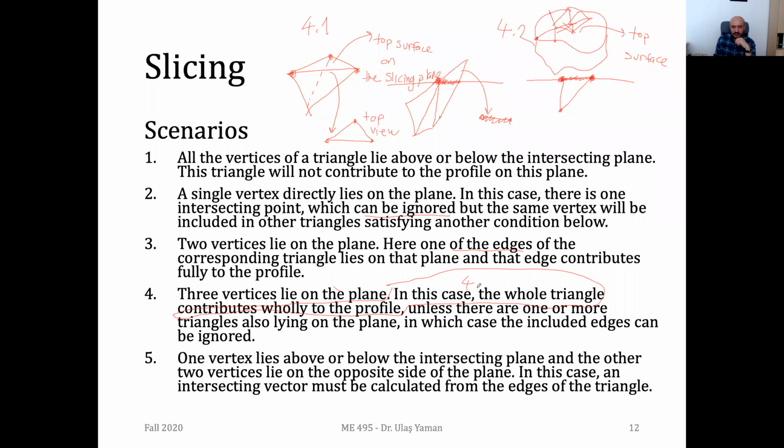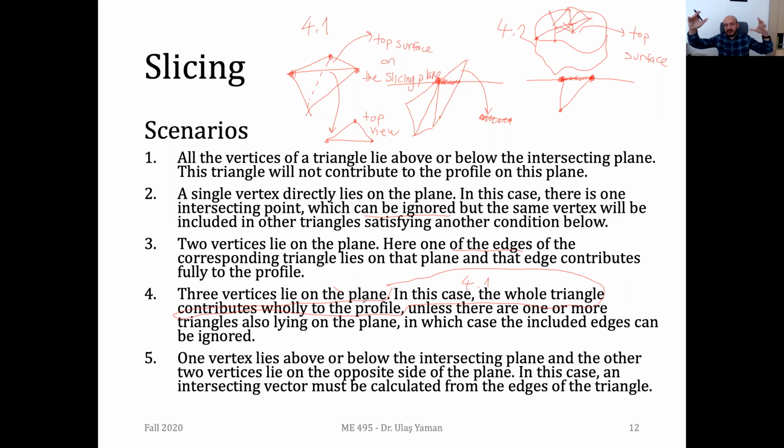This is 4.1. It says that the whole triangle contributes wholly to the profile. Yes, that's it. This is 4.1. We have a single triangle at the top surface and it's wholly contributing to the profile.